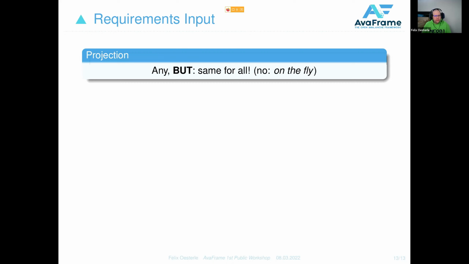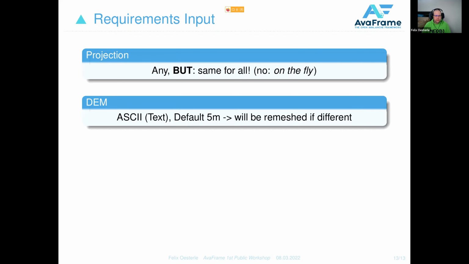So first, let's talk about a very important point, especially when you're working with QGIS: the projection. Any projection is fine as long as all data is in the same projection. And here's an important caveat, because this is something that happens quite often. It has to be in the same projection and not be reprojected on the fly, because in QGIS you can load in data and assign a projection, and then it will reproject on the fly. And if you do this, AvaFrame will not work because the data itself is not in the same projection.